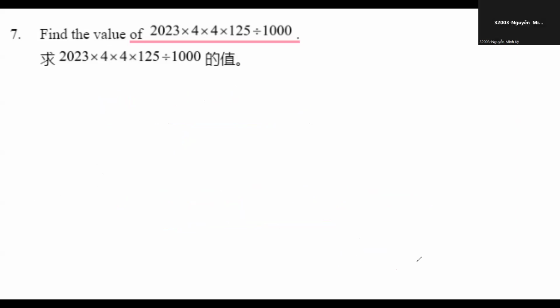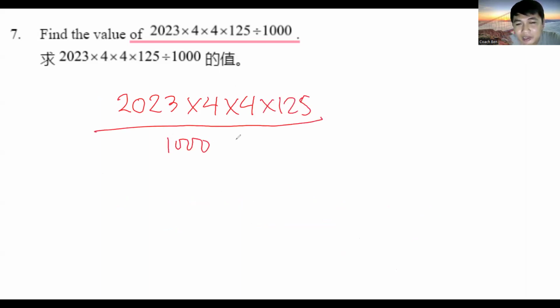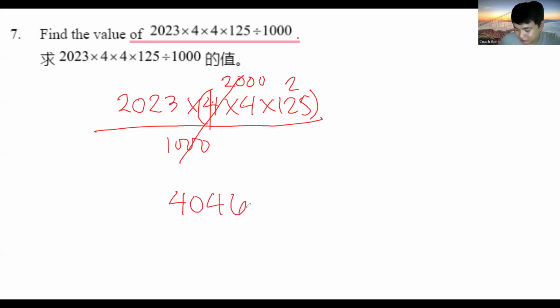So first, we can just rewrite this problem as 2023 times 4 times 4 times 125 divided by 1,000. 4 times 4 times 125, when you do these first, is equal to 2,000. And when you cancel these two together, it's just 2. So our answer is just going to be 2023 times 2. That is 4,046. Okay?